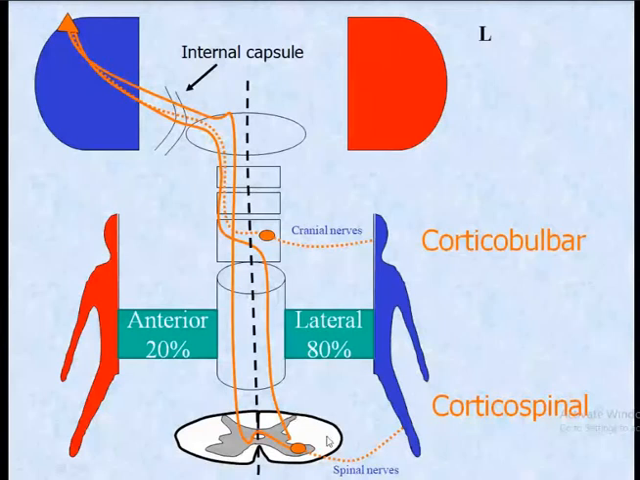So the anterior corticospinal tract descends through the anterior funiculus, and the lateral corticospinal tract descends through the lateral funiculus. So they are named accordingly. Okay, lateral corticospinal tract and anterior corticospinal tract.